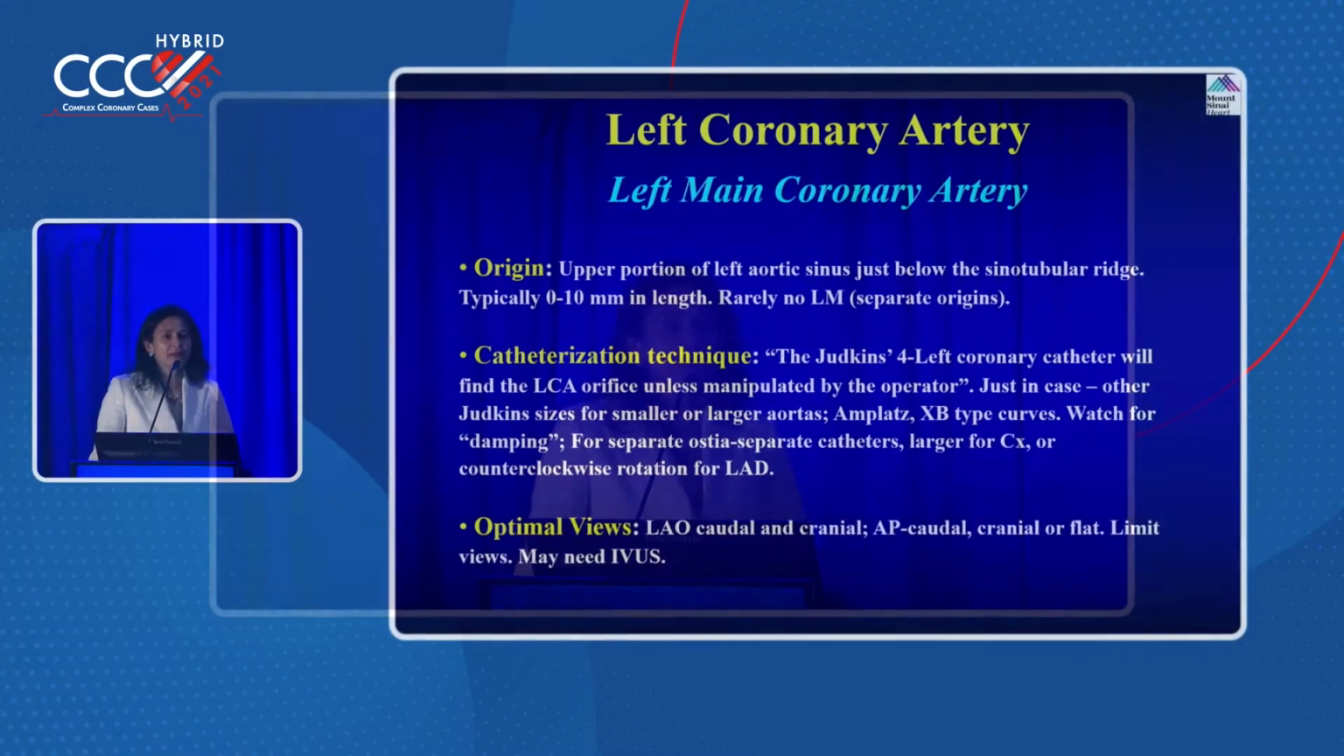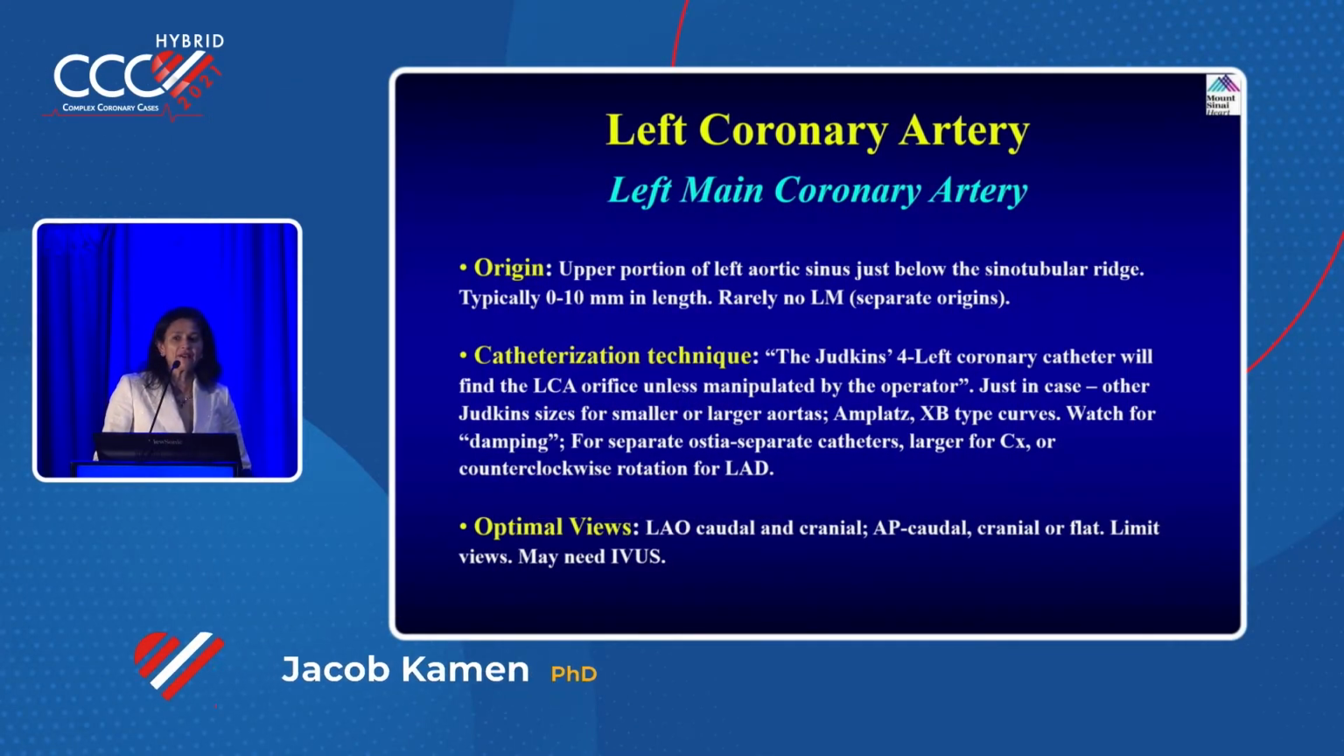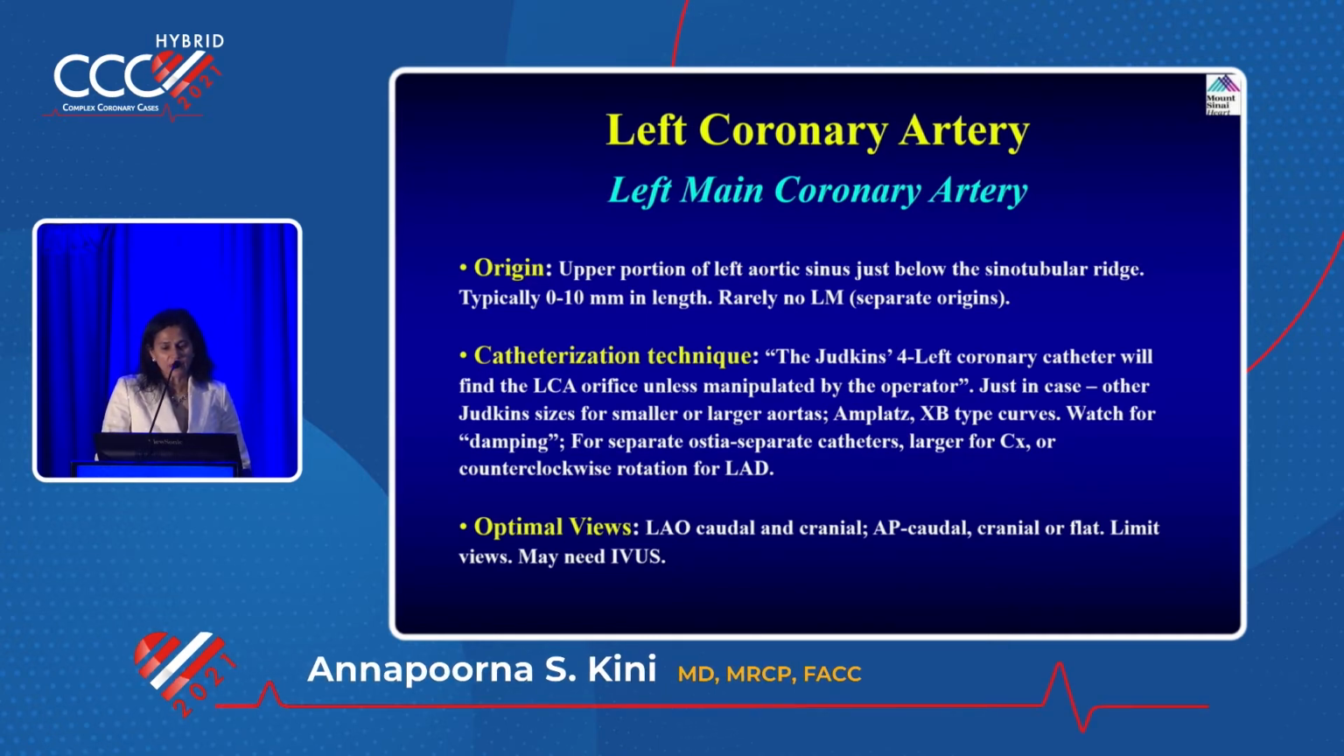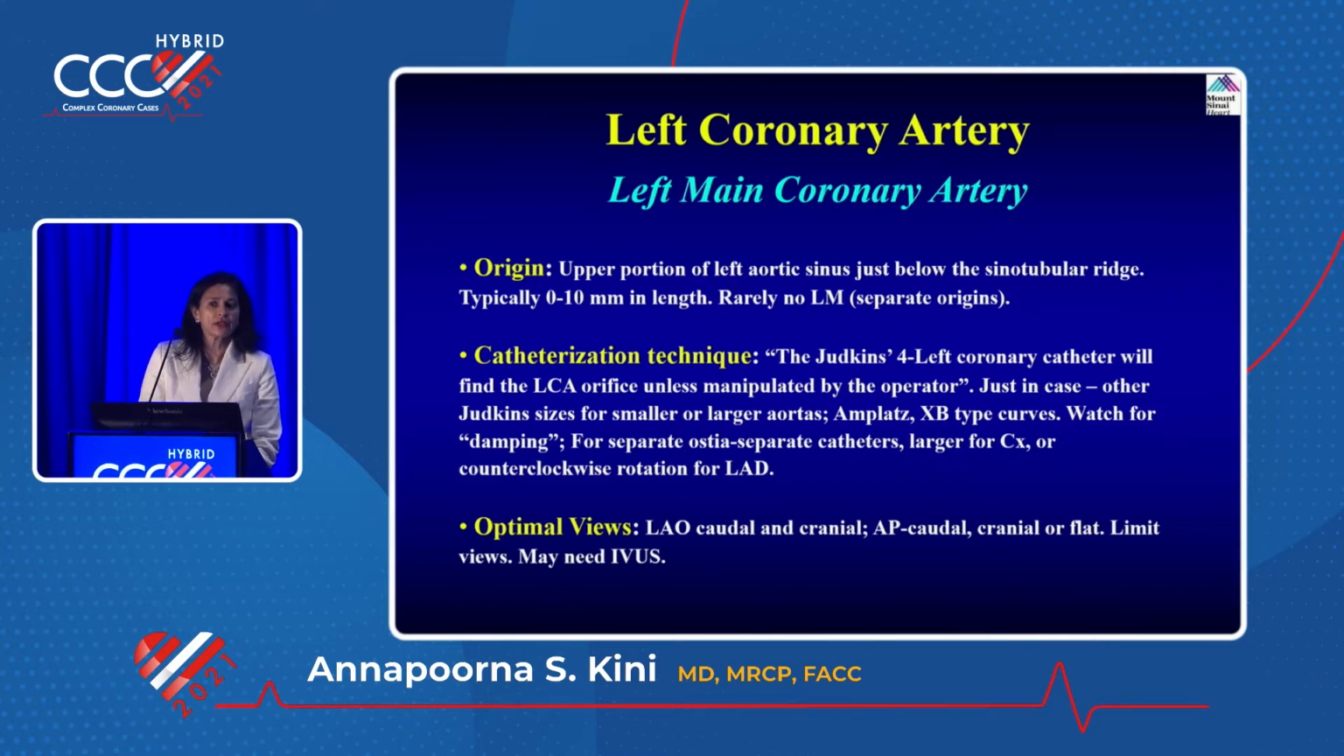So coronary anatomy, we all know that we have three main arteries that we deal with. Left main, I think, is very important both clinically as well as technically, to know where it arises and the size and length of the left main. That's about, I would say, 0 to 10. Why do I say 0? Many times there's no left main and there's a separate origin of LAD and circumflex.